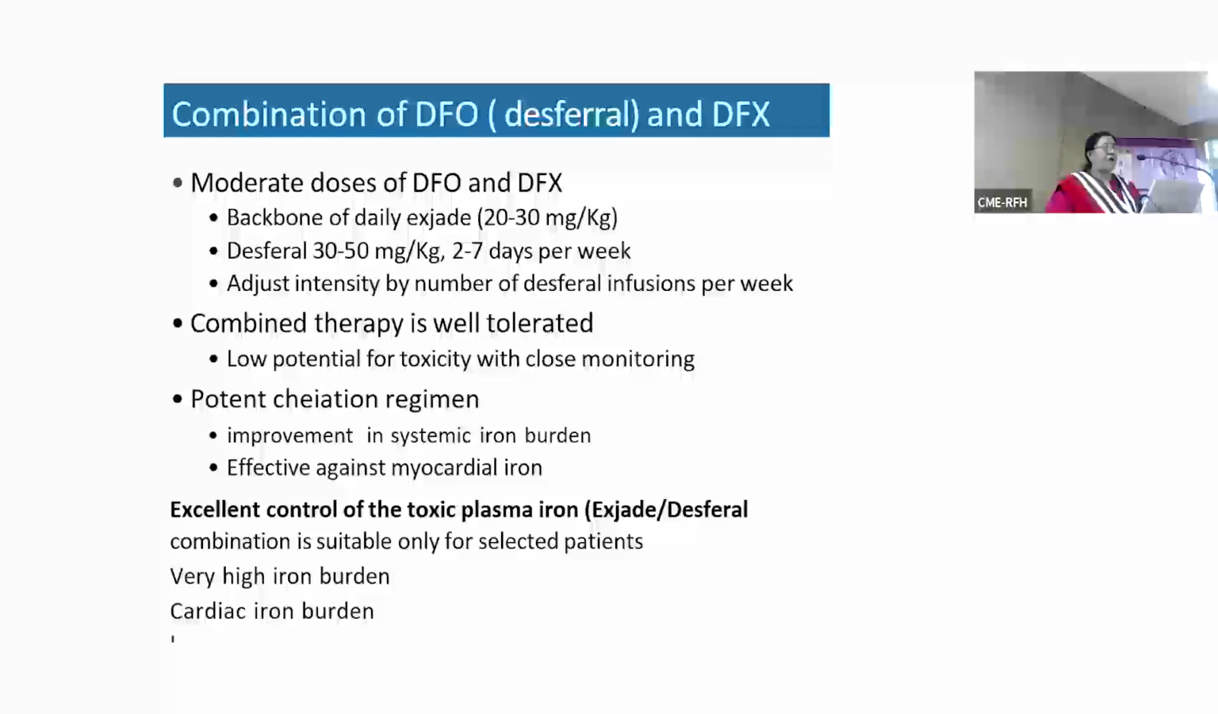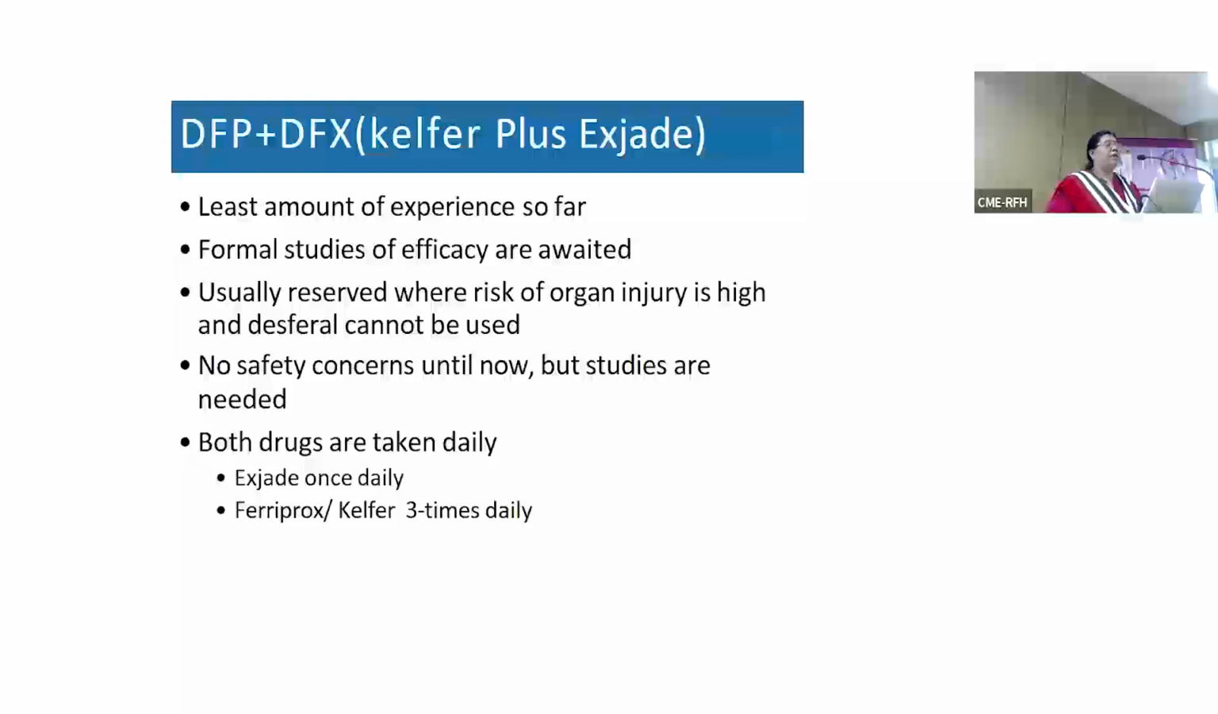Now, combined therapy is very well tolerated. It has less potential of toxicity, and it has improved the systemic iron burden. As I said, Desferal has a very good movement of labile iron, so it is the best combination therapy. And then last is two oral chelators. These two oral chelators are more commonly used in the Indian scenario, because Desferal availability is a very big problem. Though it has been used, it has not been studied very effectively.